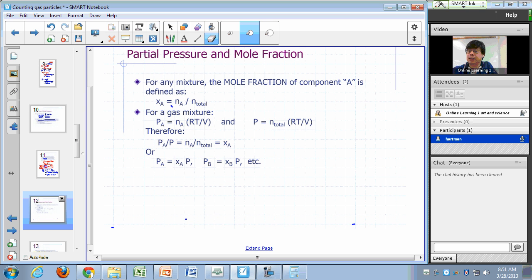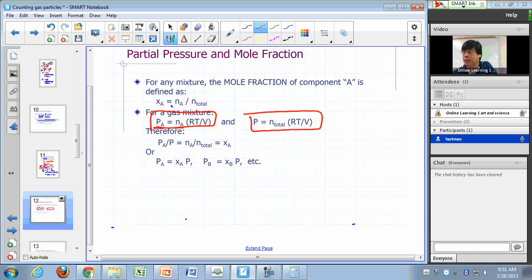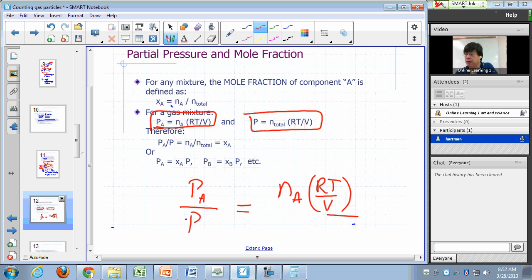Now, for a gas mixture, the partial pressure of component A is moles of A times RT over V. We saw this earlier. But the total pressure is total moles times RT over V. So what happens if I divide partial pressure of A by the total pressure? Then that gives me moles of A times RT over V divided by the total moles times RT over V.